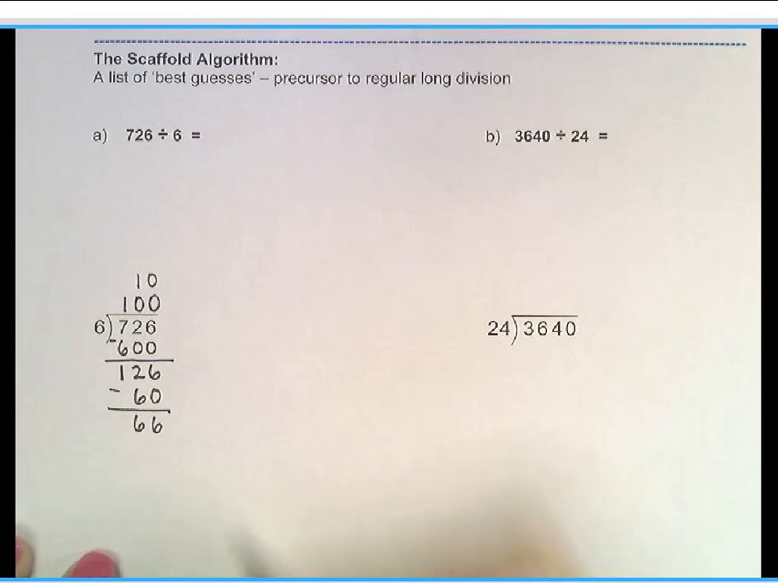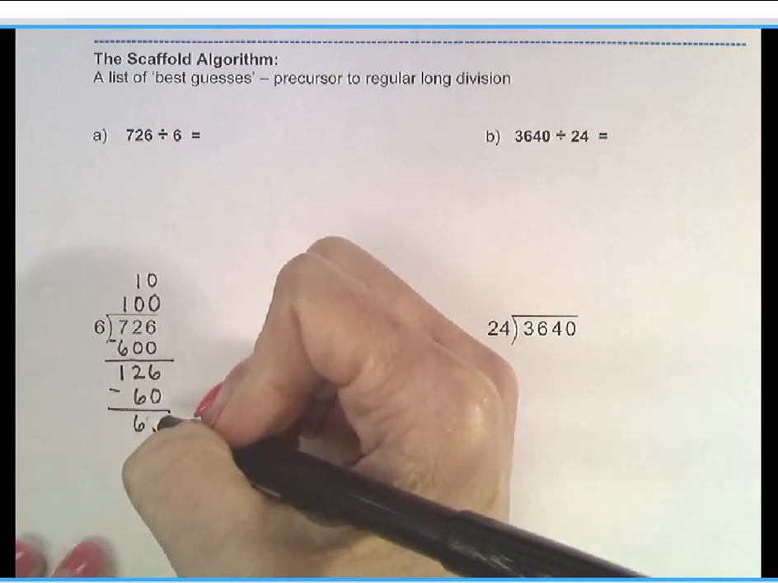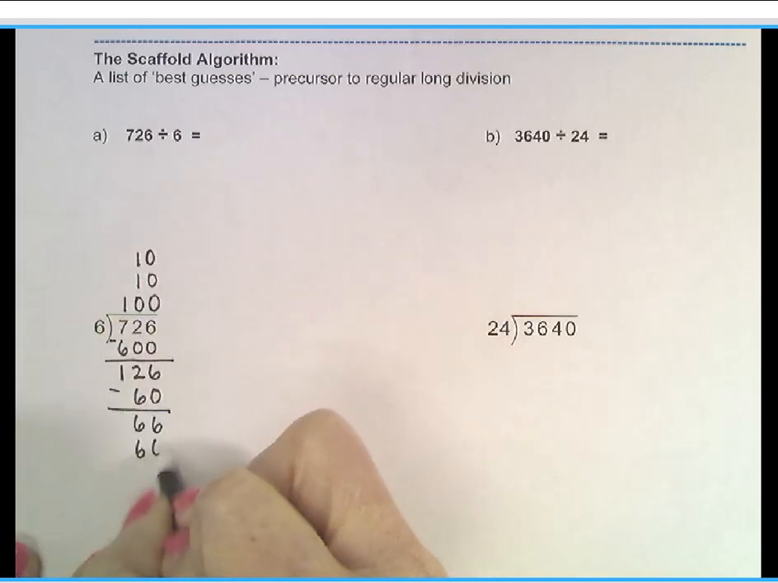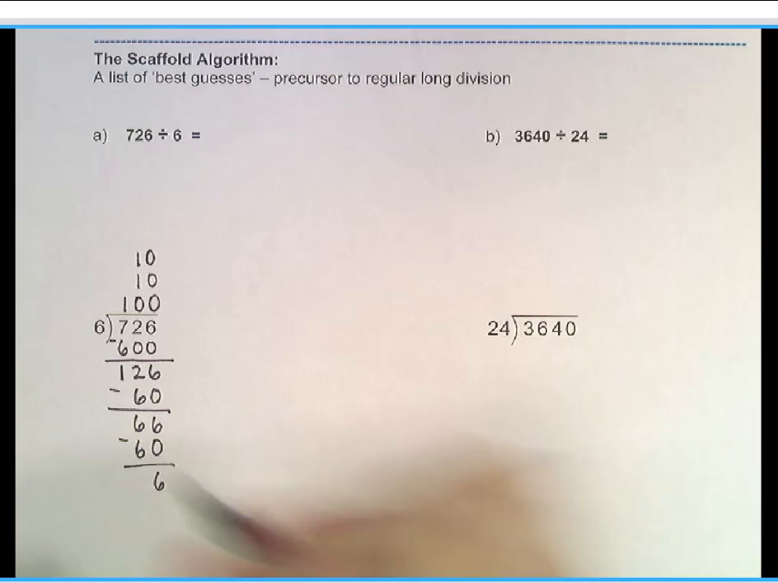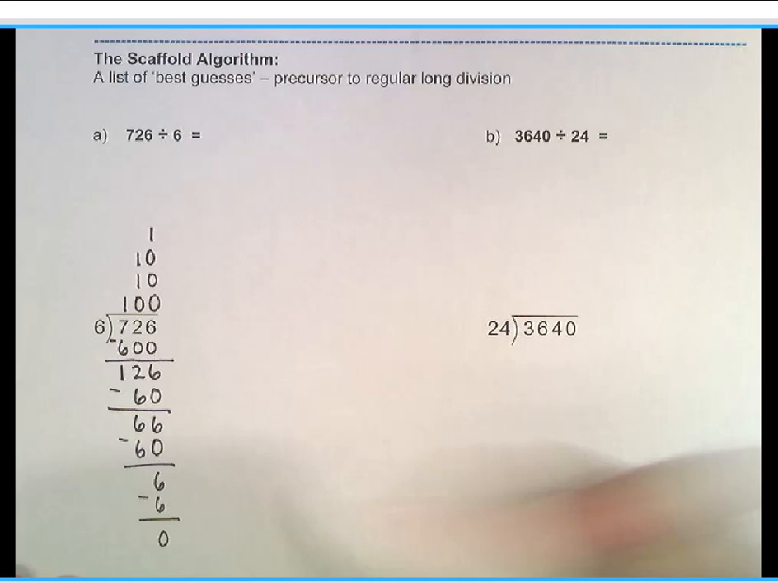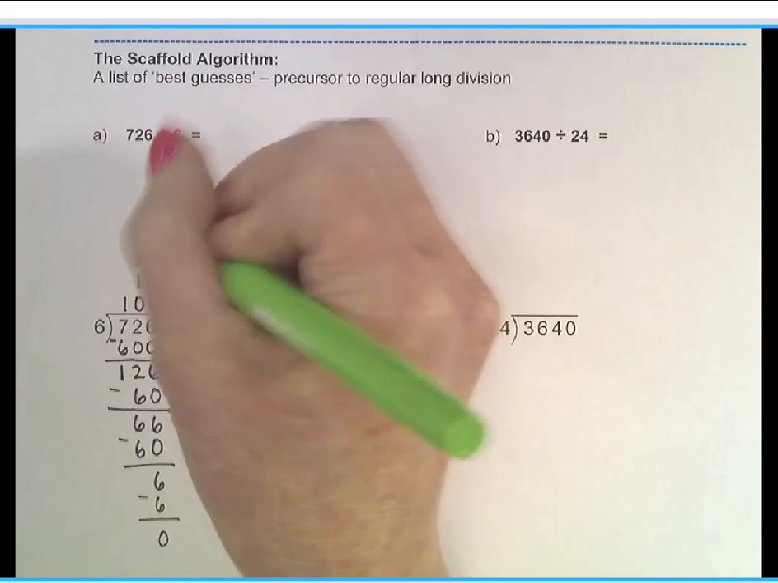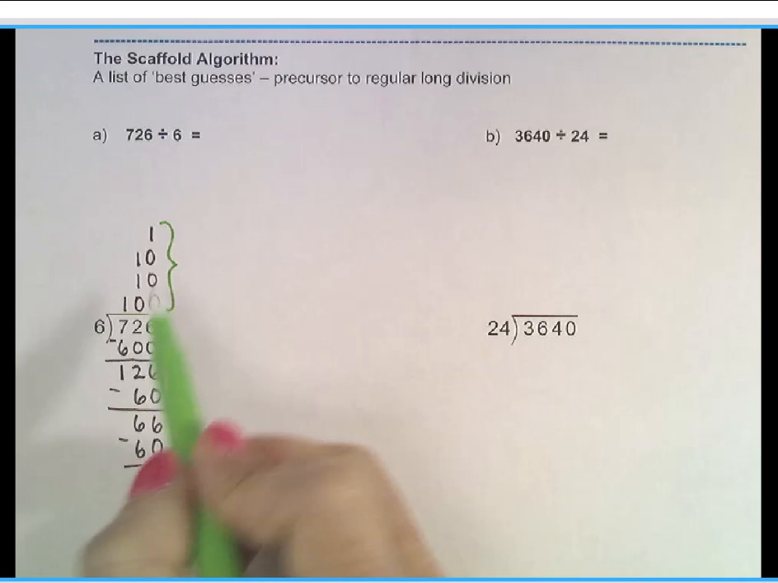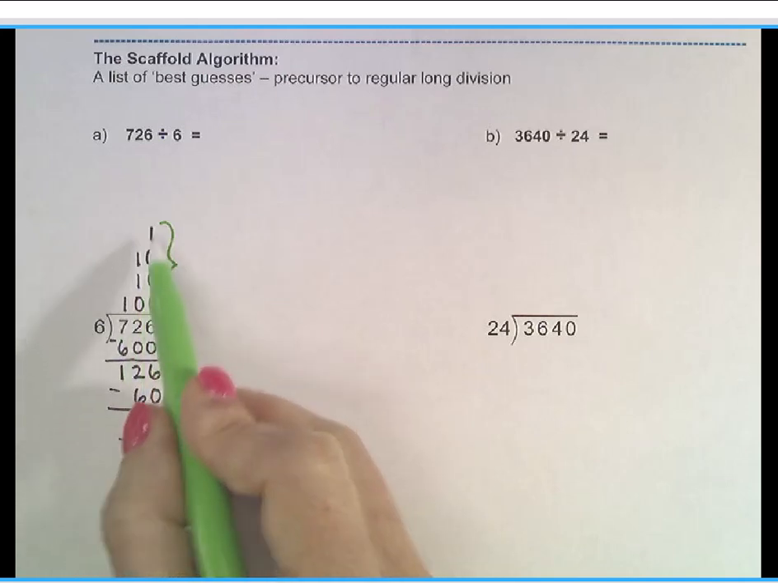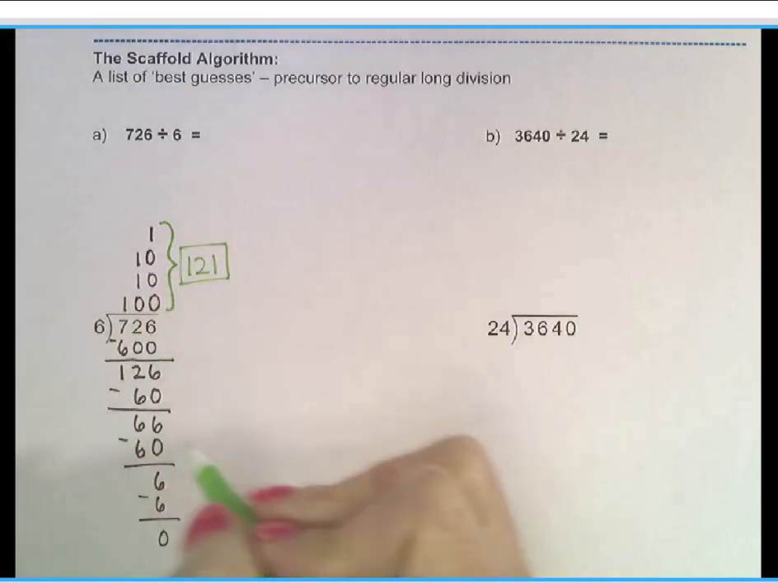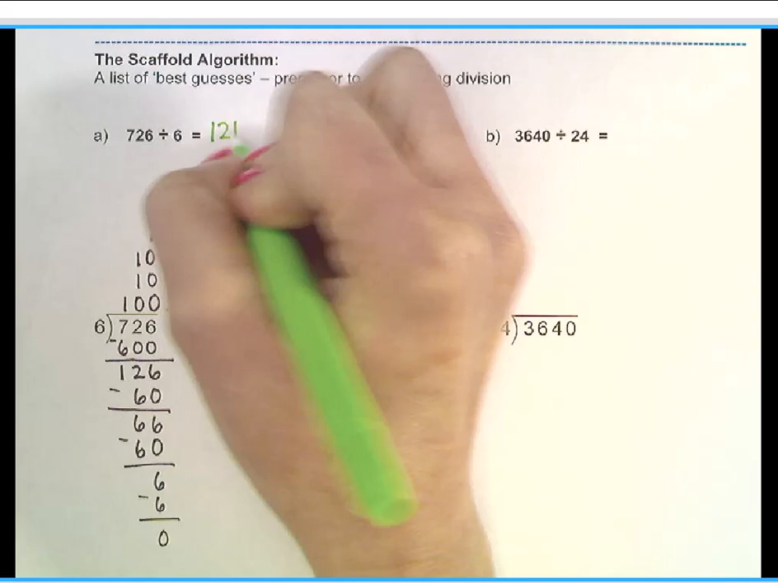Right? How many times does 6 go into 66? Well, it goes in there 10 times. I know that. 10 times 6, 60. We're only off by 6, and 6 goes into 6 once. And there we've gotten it all the way down to 0. And so what you do to get your final answer is you just take all these numbers and you add them together. And it should be easy to add. That's 121. So what is 726 divided by 6? It's 121.